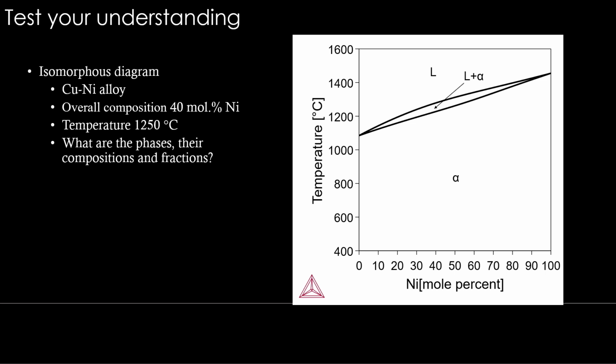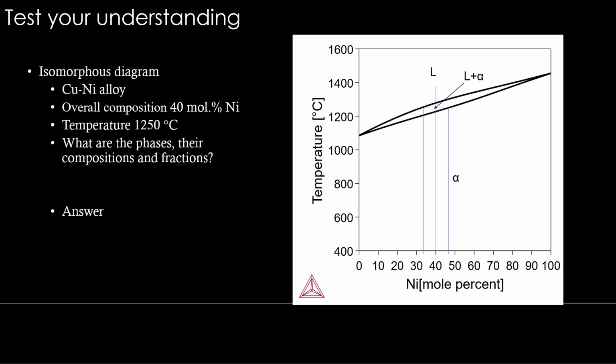So hope you are ready with the answers. What are the phases? So now let's find the answer. The overall composition line, 40% nickel, is this line, and 1250 degrees Celsius I am putting as a tie line there. So this is basically in the two phase region, liquid plus alpha. So these are the two compositions. Okay, you can drop the tie line where it meets the single phase region.